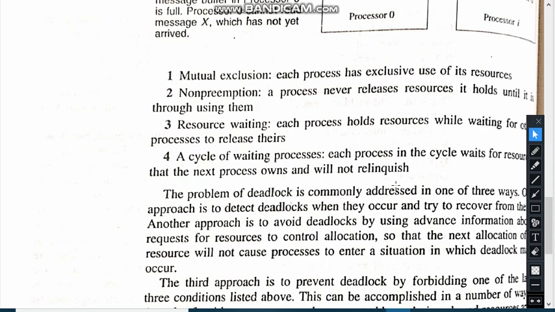In deadlock prevention, it is very important to prevent a deadlock before it can occur. Here, the system checks each transaction before it is executed to make sure it does not lead to a deadlock.